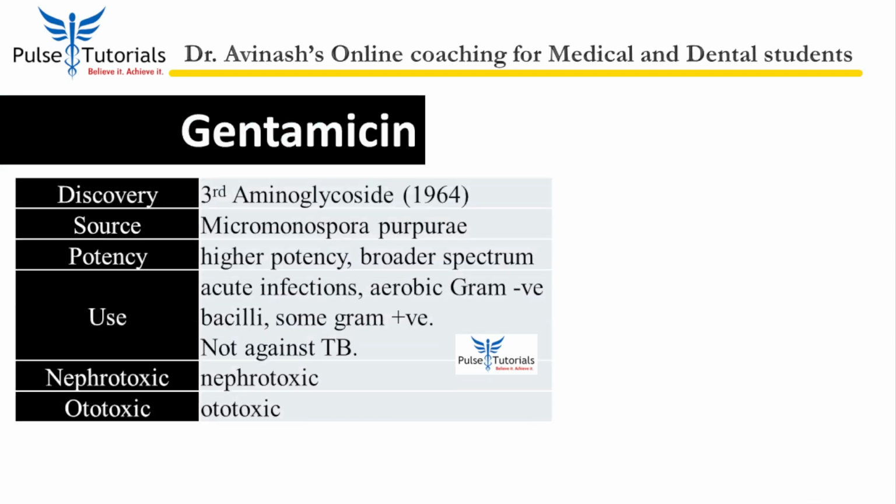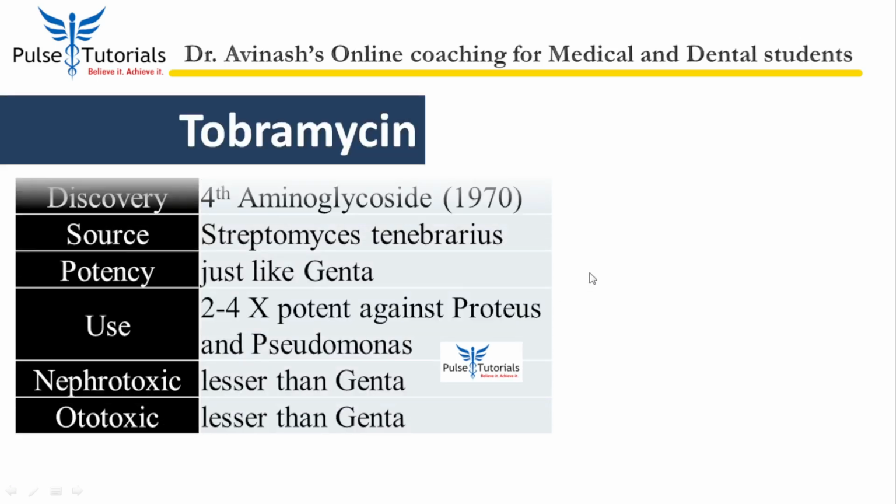The third was gentamicin. Now remember the trick here, this is very important. Whatever ends with MICIN, they were discovered from Micromonospora purpurae. This is the third aminoglycoside discovered, higher potency, broader spectrum, and it is used in acute infections by aerobic gram-negative bacilli and some gram-positive bacteria. Gentamicin is useless against tuberculosis. It is nephrotoxic and ototoxic both.